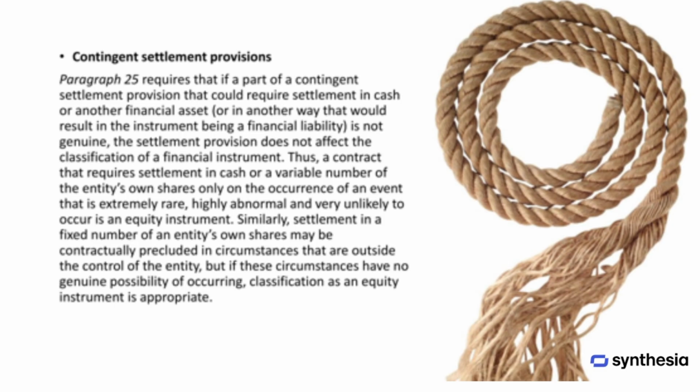For instance, a contract that requires settlement in cash or a variable number of the entity's own shares only if an event occurs that is extremely rare, highly abnormal, and very unlikely to happen, is still considered an equity instrument. Similarly, if settlement in a fixed number of the entity's own shares is contractually prevented in situations outside the entity's control, but those situations have no genuine possibility of occurring, the instrument can still be classified as equity.